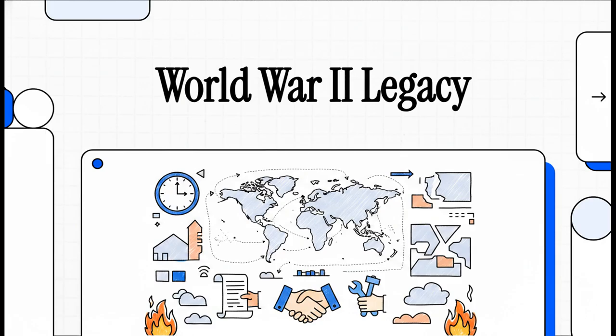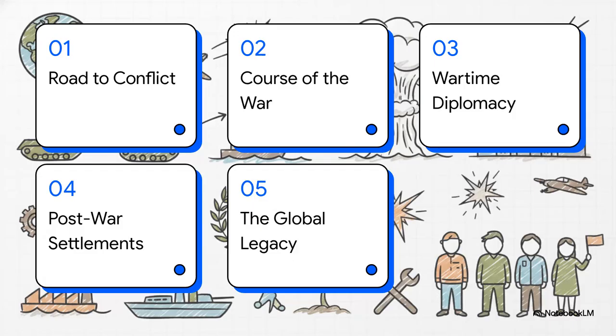Because honestly, almost all of our current global institutions, our borders, and even our economic alliances were born directly from the fires of this massive 6-year conflict. Let's get into it. To really trace this massive global shift, we'll follow a clear path, starting with the road to conflict, moving through the course of the war, taking a look behind the scenes at wartime diplomacy, checking out the post-war settlements, and finally unpacking its global legacy.